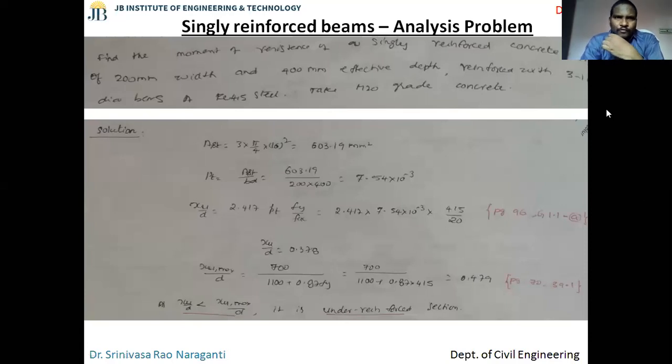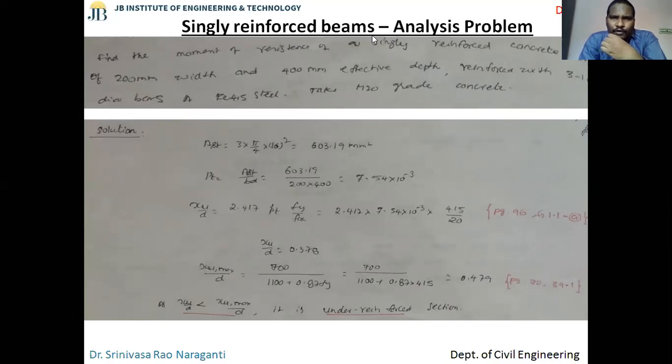So here's the one, guys. Let me read it out for you. I'll share the slides for the class. Find the moment of resistance of a singly reinforced concrete beam of 200 mm width and 400 mm effective depth, reinforced with 3 bars of 16 mm diameter of Fe415 steel. Take M20 grade concrete. So what is the question? The width is 200 mm, the effective depth is 400 mm, and it asks us to use M20 grade concrete and Fe415 steel. I have to find the moment of resistance.